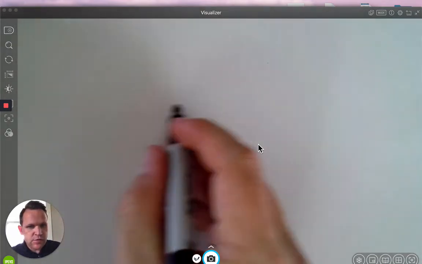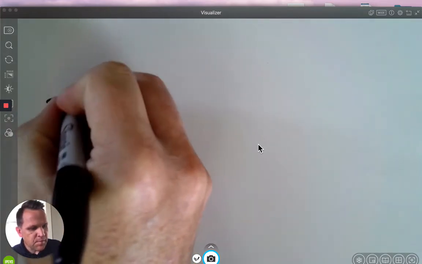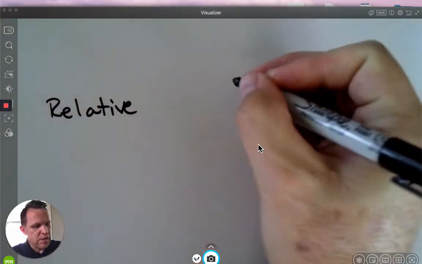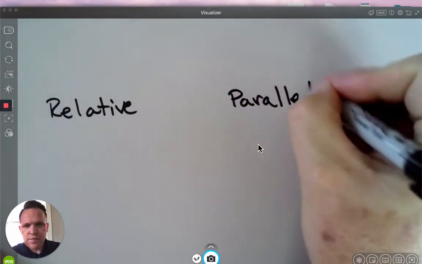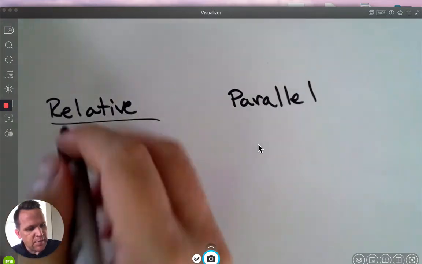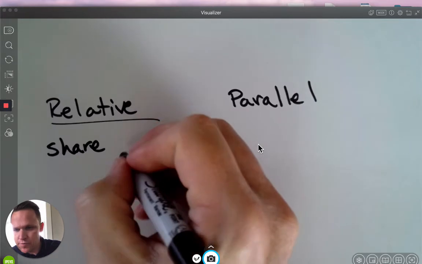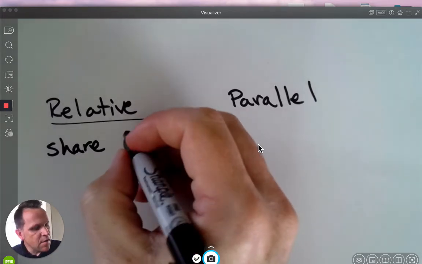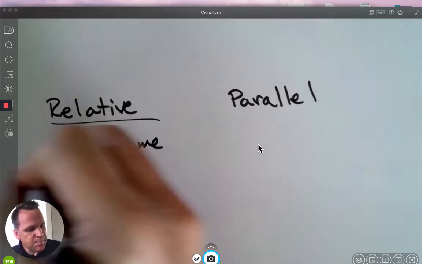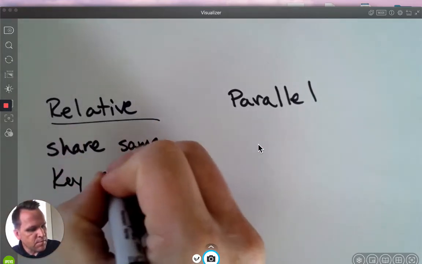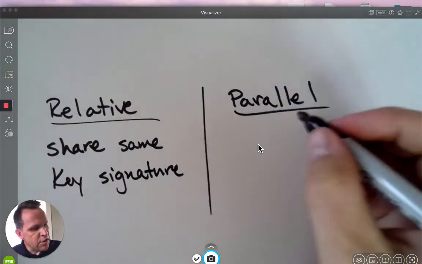And so we use these two terms, relative and parallel, to describe keys or key signatures. If they are relative, two keys share the same key signature. Or in other words, they share the same group of notes that make up that key. Whereas in a parallel key, they share the same starting note.